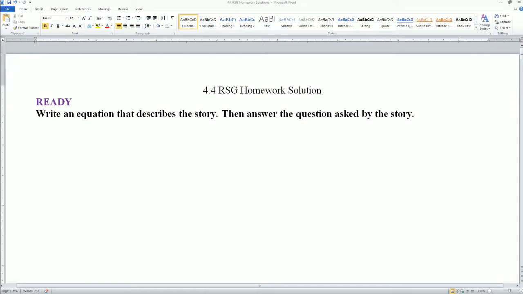Welcome, this is the 4.3 Ready, Set, Go homework solution. Here we have the ready part. It says write an equation that describes the story, then answer the question asked by the story.